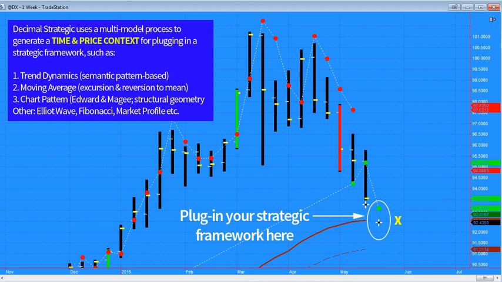Decimal can also be used effectively with structural chart patterns, such as those articulated in the Edwards and McGee classic work Technical Analysis of Stock Trends. By the way, classic chart patterns tend to be more robust in higher time frames than in lower time frames. In sum, Decimal is transformative when used with just about any strategic framework, so long as that strategy is robust over a multi-decade time period and not some transient observation over a limited data set.